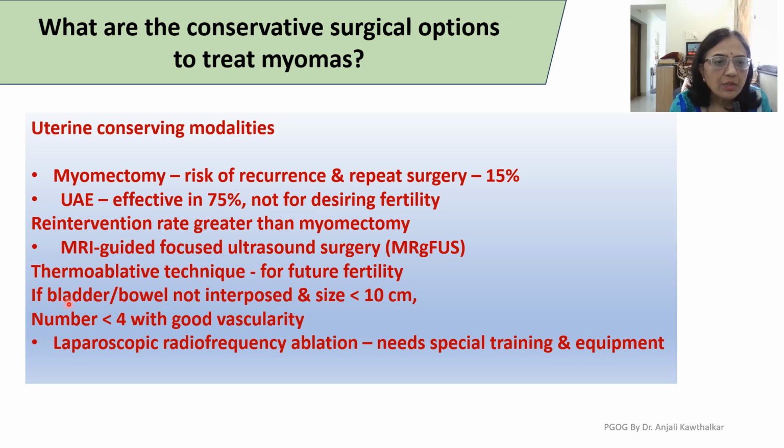What is necessary is that bladder or bowel should not be interposing between the different myomas. That means the myoma should be near the abdominal wall without interposing of the bowel or bladder, and preferably it should be of a smaller size, less than 10 centimeters. Number also should be less than 4 and it should have a good vascularity. Then only this treatment option will be effective. Laparoscopic radio frequency ablation is another newer modality, but it needs special training as well as special equipment.